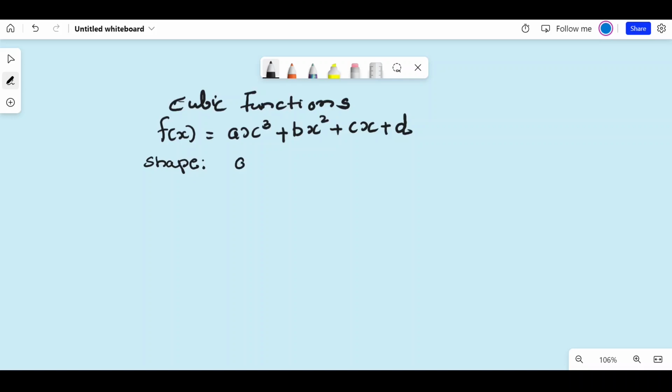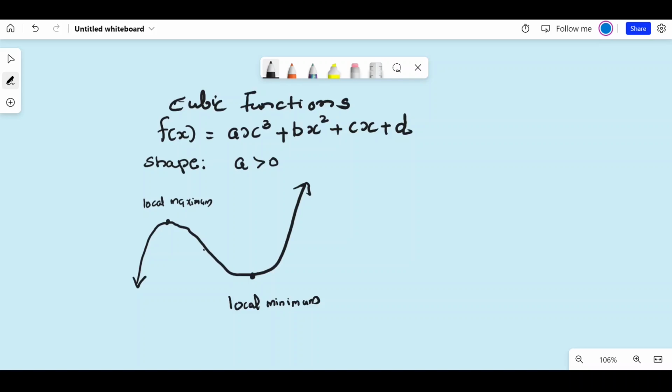If the value of a is positive, then the shape of the graph looks like this. This is the maximum turning point. We call it the local maximum. It's also called a stationary point. This is the local minimum stationary point.